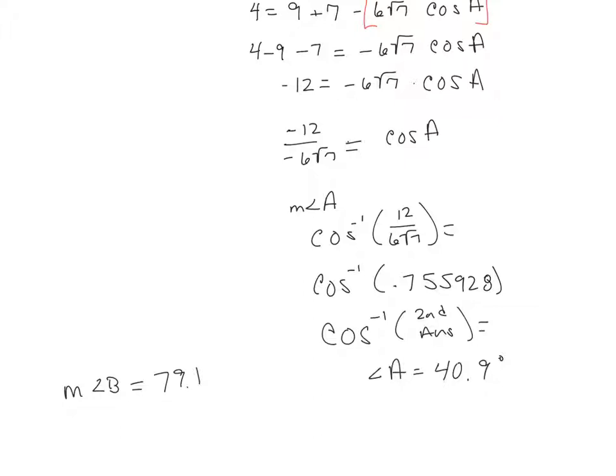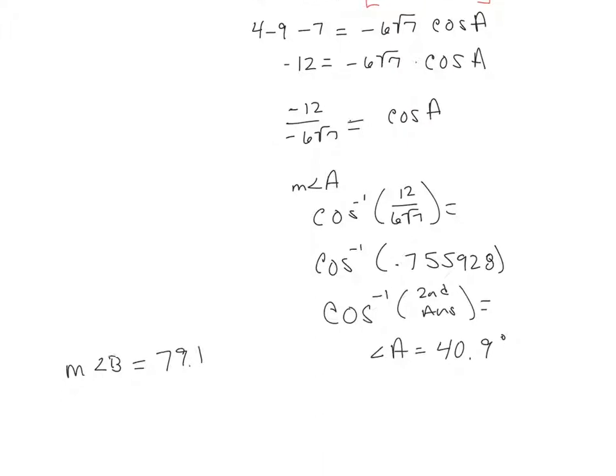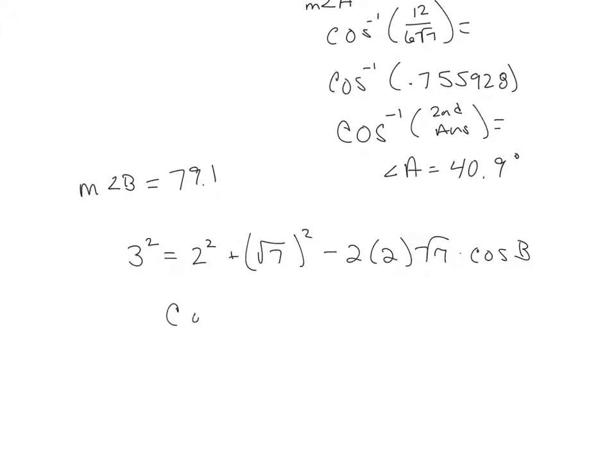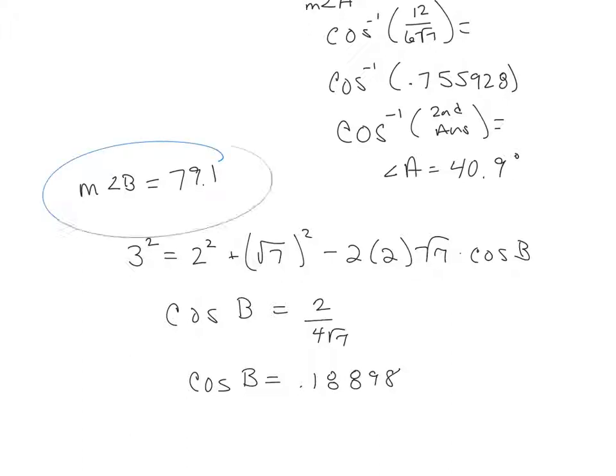If you really want a little bit more practice using the law of cosines, how you would set this up would just be 3 squared is equal to 2 squared plus the square root of 7 squared minus 2 times 2 times the square root of 7 times the cosine of B. You're going to get that the cosine of B is just equal to 2 over 4 square root of 7, or the cosine of B is equal to 0.18898. Same answer either way. You're going to end right back up with a measure of angle B.